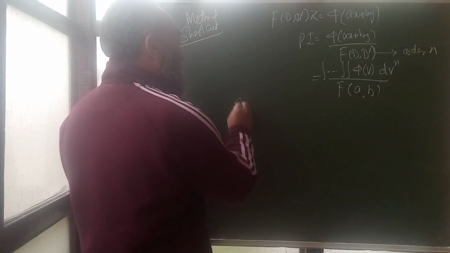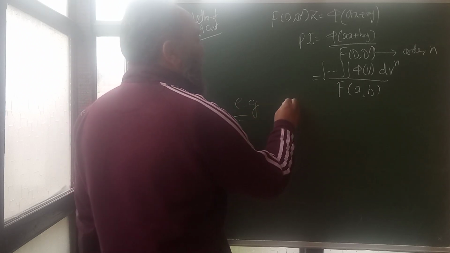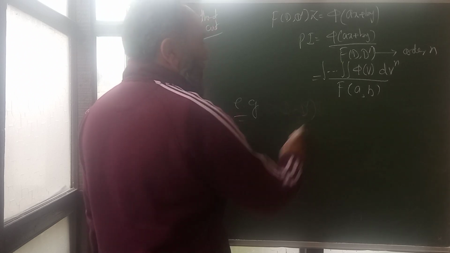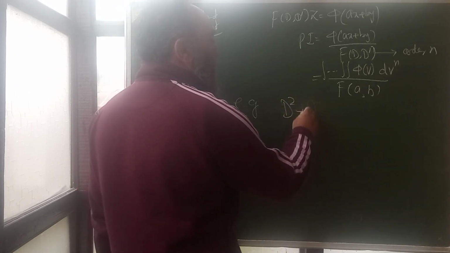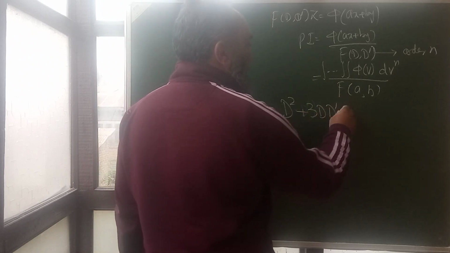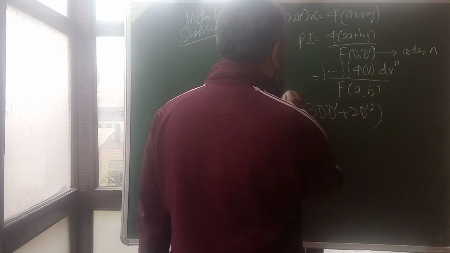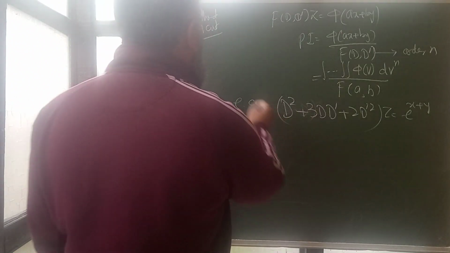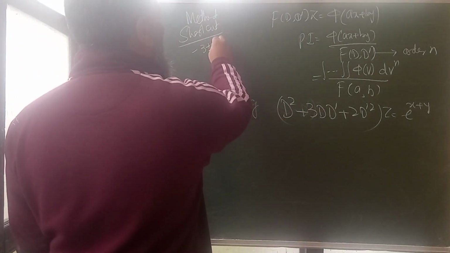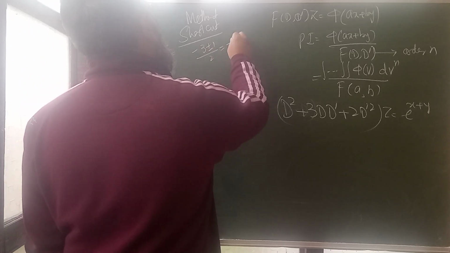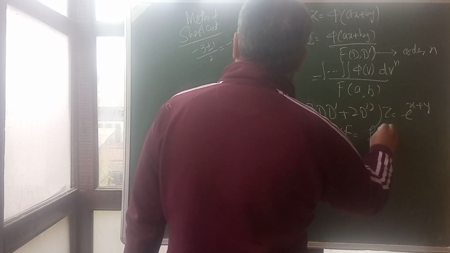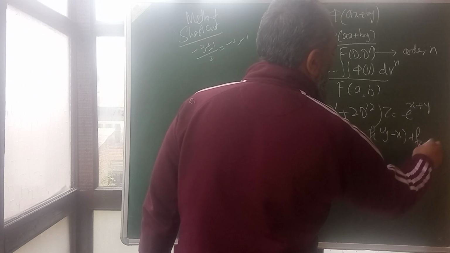For example, if you have (D minus D')(D square plus 3DD' plus 2D' square) operating on z equal e to the power x plus y, say. Auxiliary, what is the auxiliary equation? Minus b plus minus under root of, divided by 2. So it is minus 2 and minus 1. So complementary function is function of y minus x and function of y minus 2x.